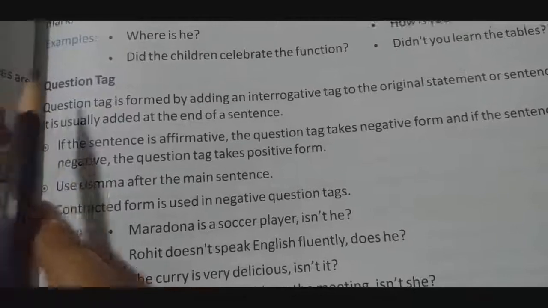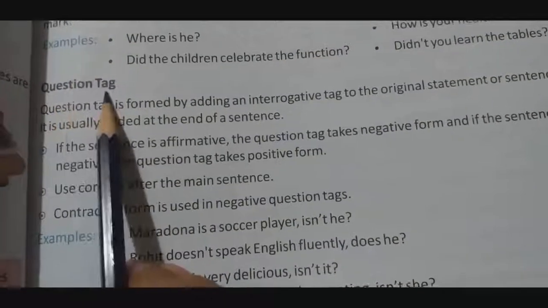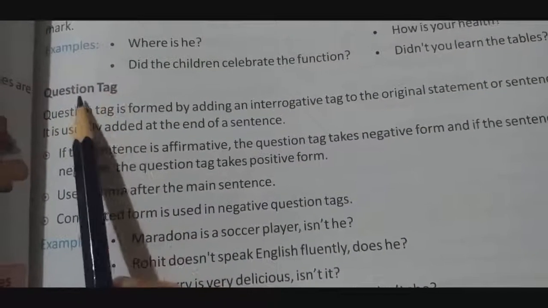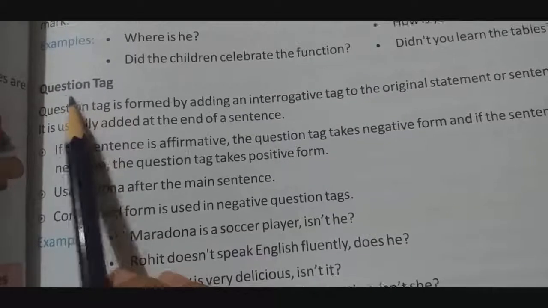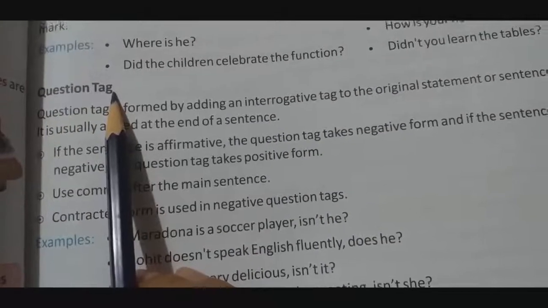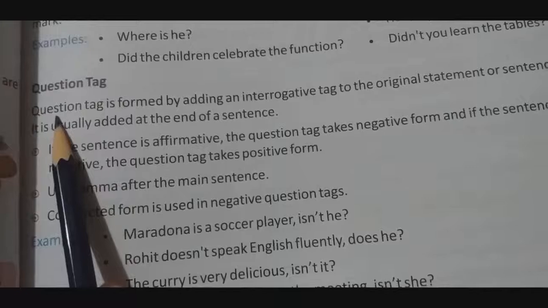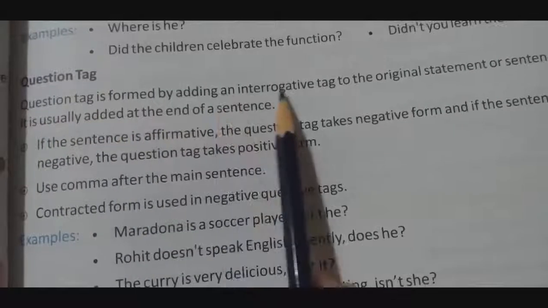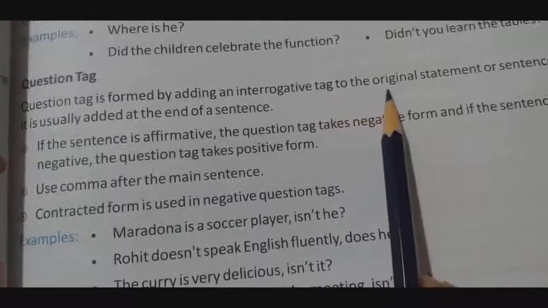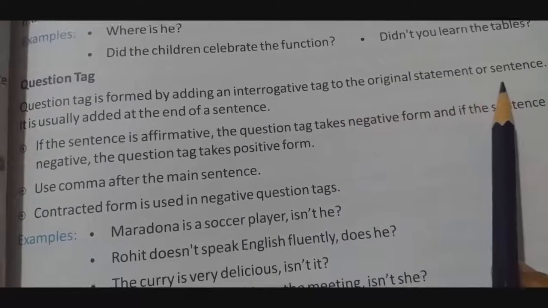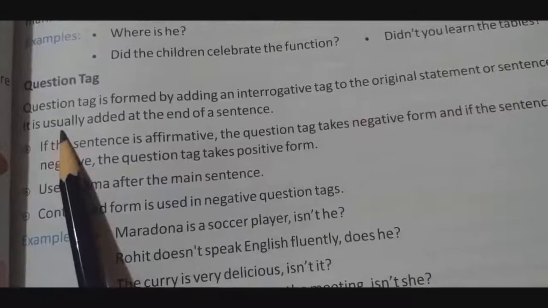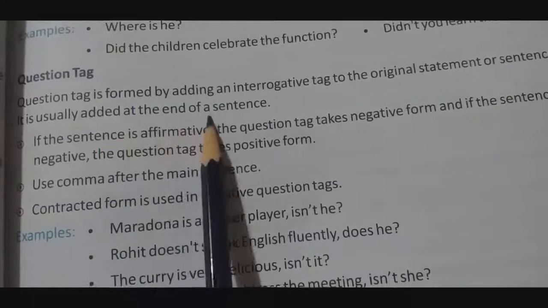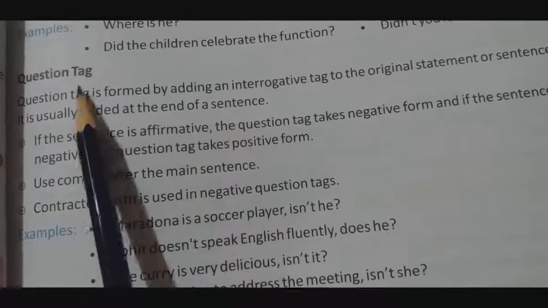Okay. Now let us see what is a question tag. After interrogative sentences, it comes question tags. Fine? So now see what is a question tag. A question tag is formed by adding an interrogative tag to the original statement or sentence. It is usually added at the end of a sentence.